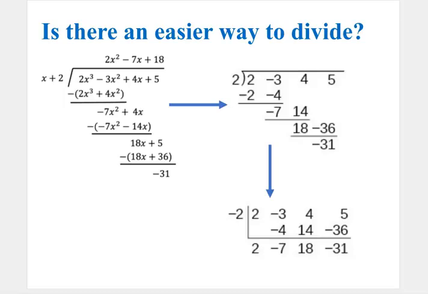So when you're doing long division, you have to be asking yourself, there's got to be an easier way. And there is, but there are a couple of catches. All right, so let's look at this simple long division problem, right? This 2x cubed minus 3x squared plus 4x plus 5 divided by x plus 2. There's all the long division shown out in the first box.